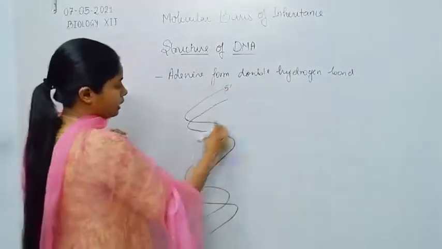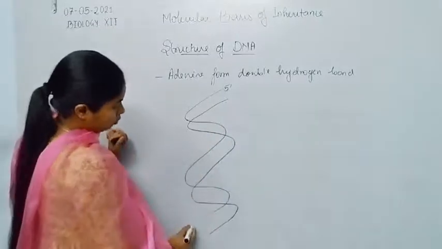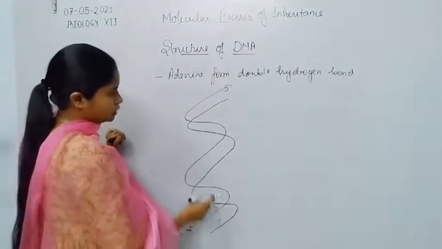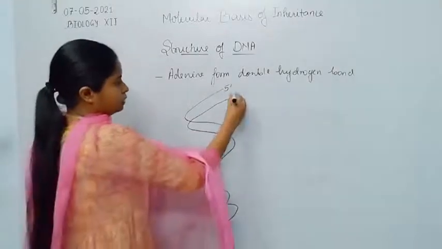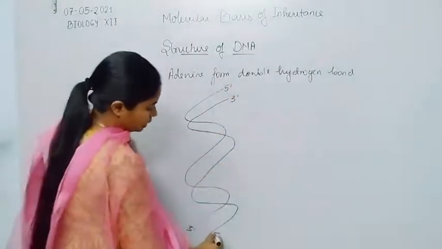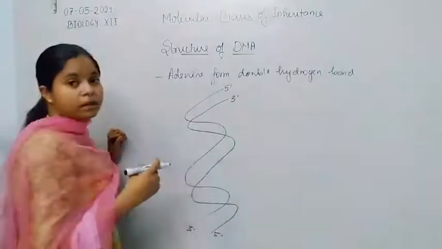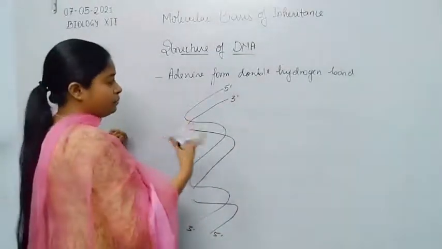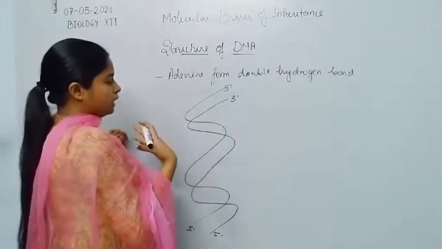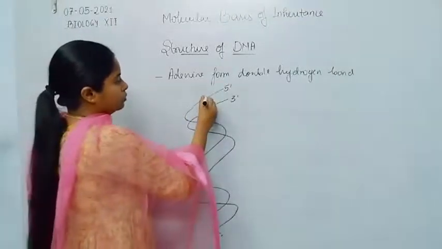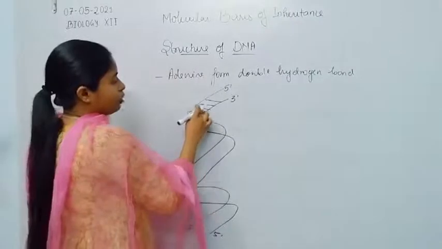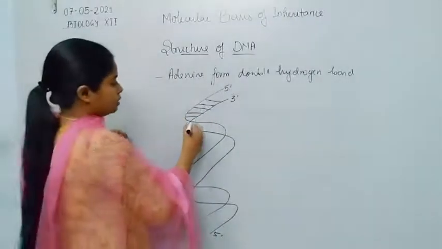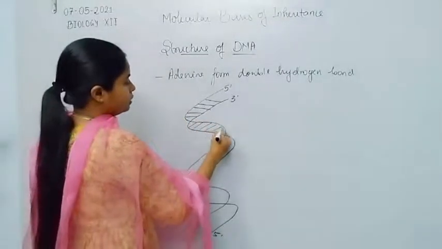One strand has the direction of 5' to 3', and the other one is 3' to 5' in direction. That shows the anti-parallel direction of both strands. Now here are the nitrogenous bases, and the bond formation between the nitrogenous bases is shown by the line.